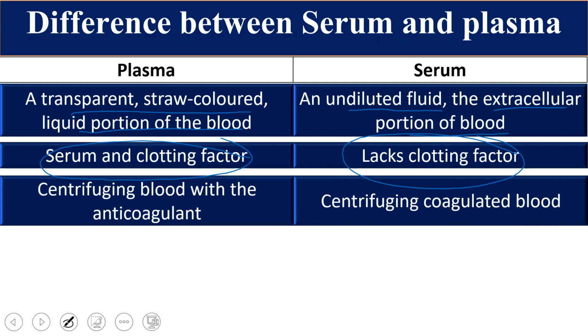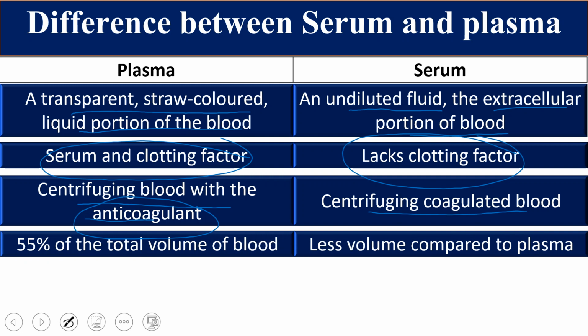Plasma we get by centrifuging the blood with the anticoagulant. So we mix the anticoagulant and then centrifuge, and we get the plasma. Serum we get once the blood is allowed to clot, and then we centrifuge it. So centrifuging the coagulated blood will give you the serum.